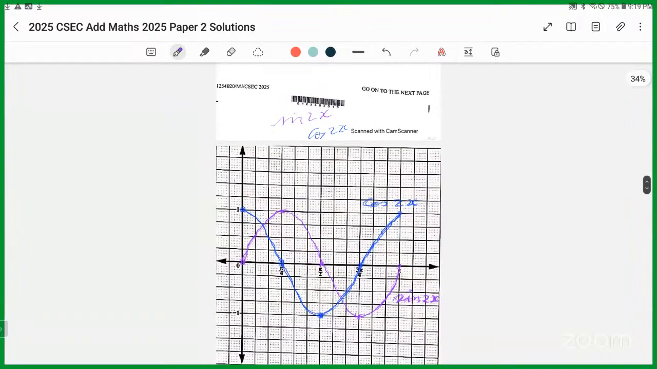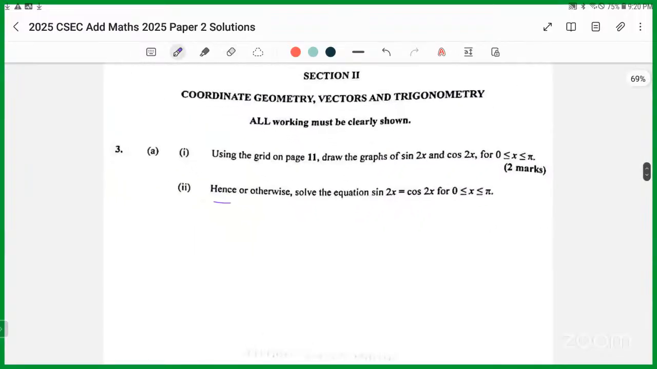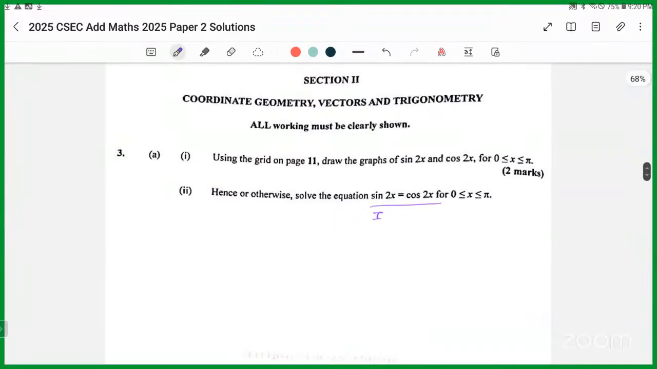And here it says "hence, or otherwise." We're going to use our hence method first. So the hence method is to use the graph to find the equation. This means finding where they intersect, the points of intersection of the graphs. That's when they're equal.